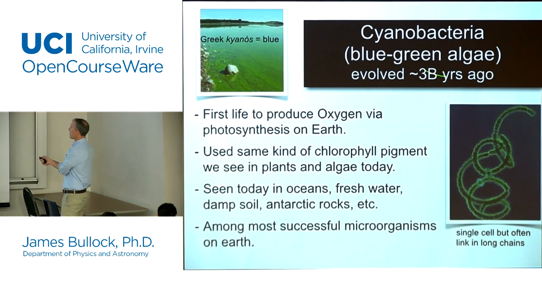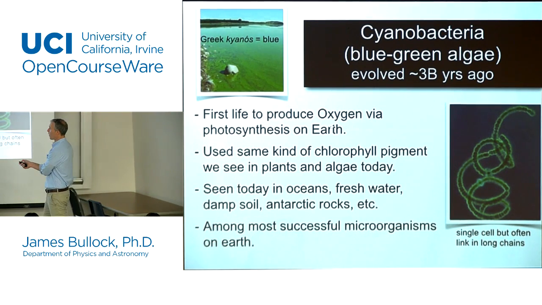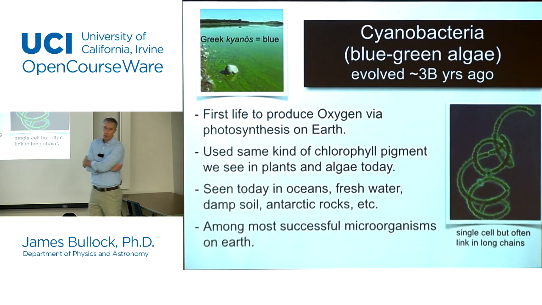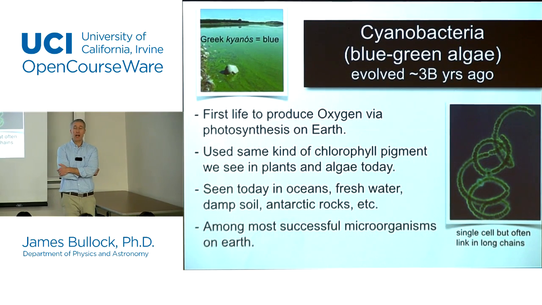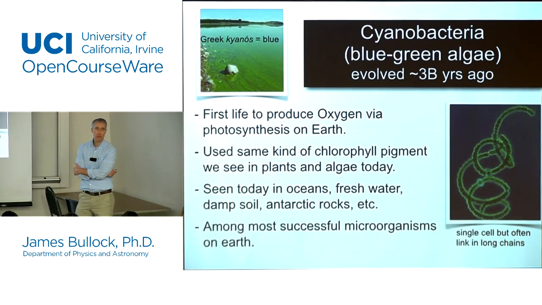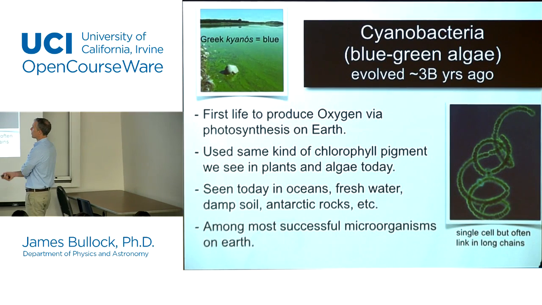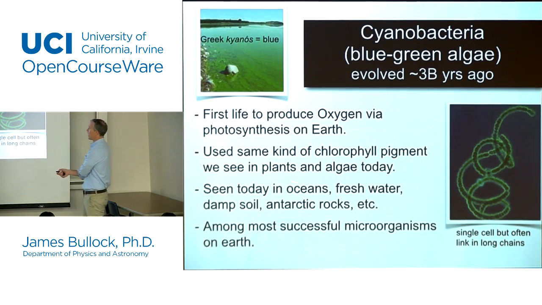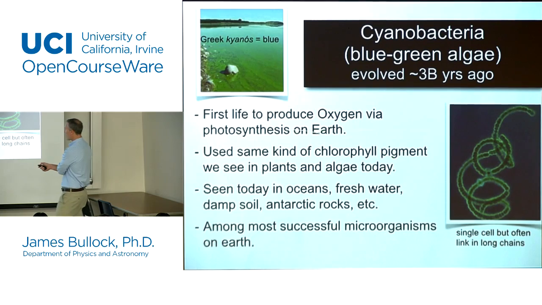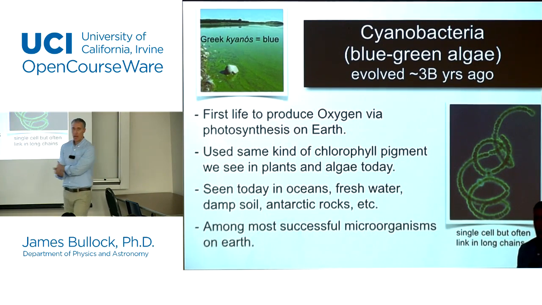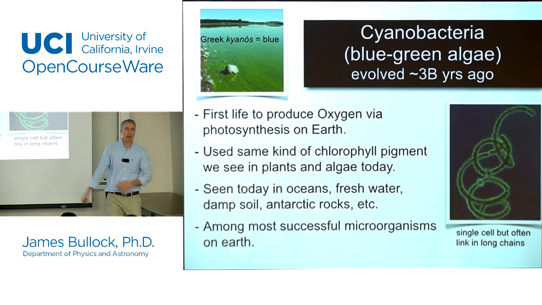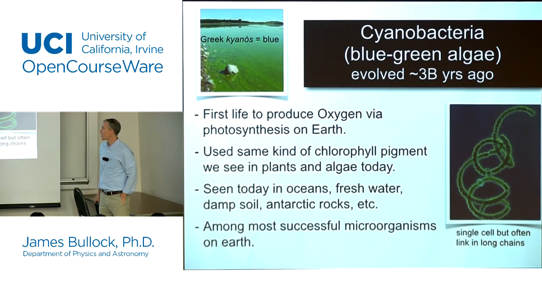Cyanobacteria evolved about 3 billion years ago. It was the first life on Earth to use oxygen-creating photosynthesis to derive its energy, to capture solar energy. And it used the same kind of chlorophyll pigment, the same kind of pigment that traps this energy, that we see in plants and algae today. I'll talk a bit about it.